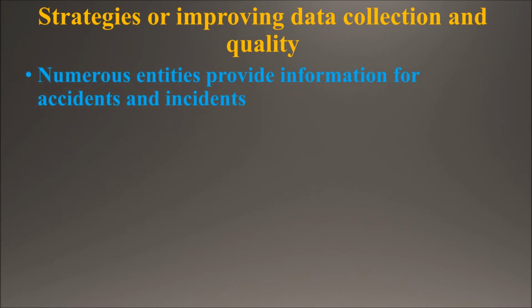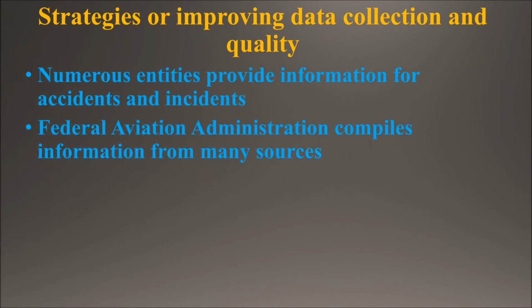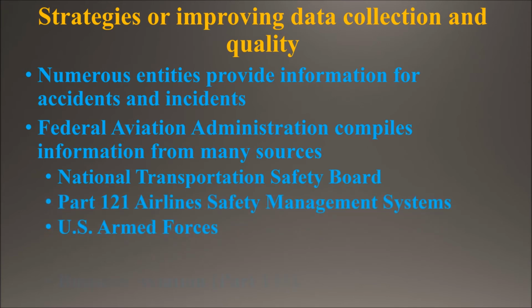So when figuring out strategies for improving this data collection quality, a couple things you've got to think about. First of all, numerous sources provide this information to the FAA, whether it's the NTSB, Part 121 Airlines Safety Management Systems, U.S. Armed Forces, Business Aviation, or Part 91 General Aviation, most of which is self-reporting. So all these things have to be figured out before a more comprehensive strategy.